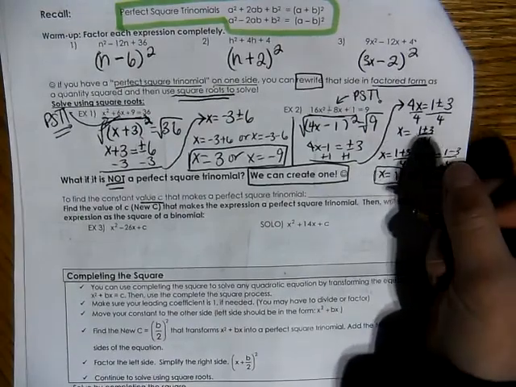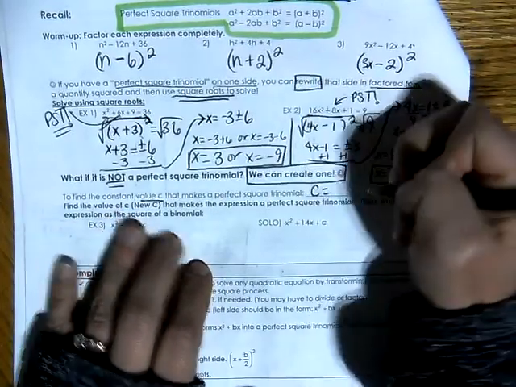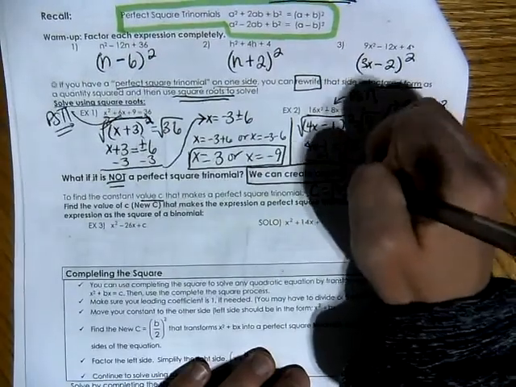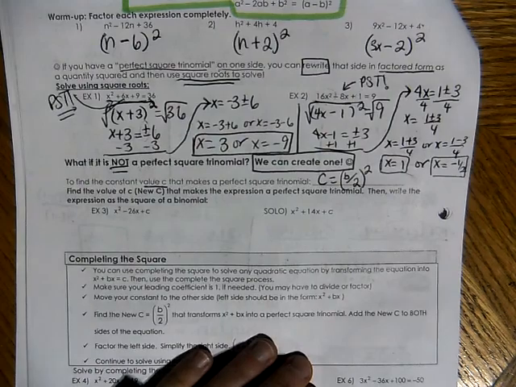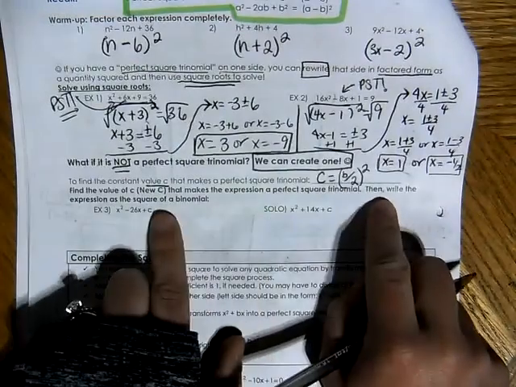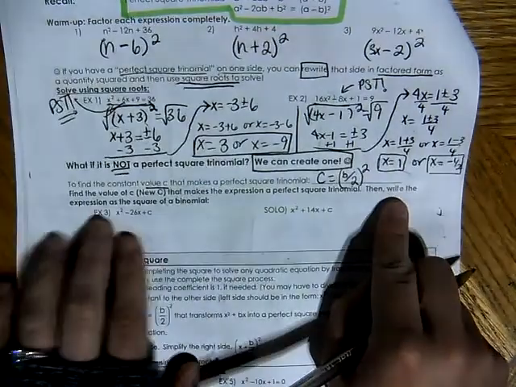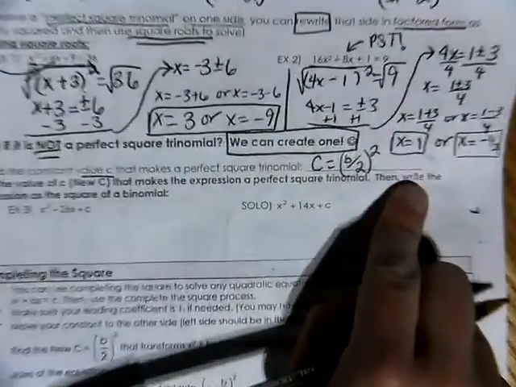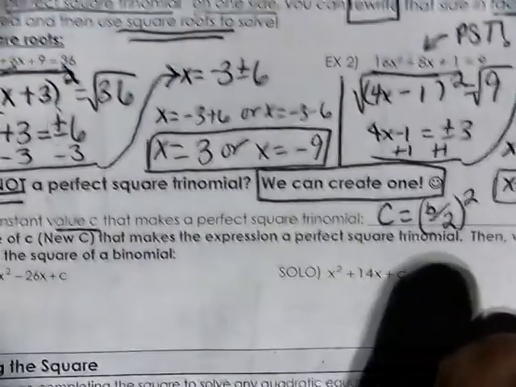We'll need to identify a new C. That value of C is going to be equal to our B value divided by 2 and then squared. That's going to be our new C. To find the value of the new C that makes the expression a perfect square trinomial, you'll need to identify this value. Then you'll write the expression as a square of a binomial. So, once again, the formula to find C is you take your B value, cut it in half, and then square it.